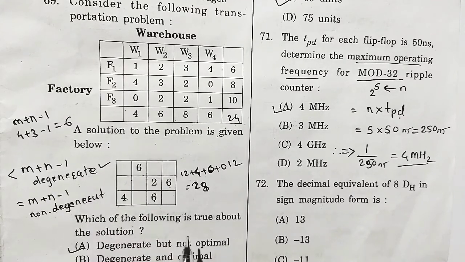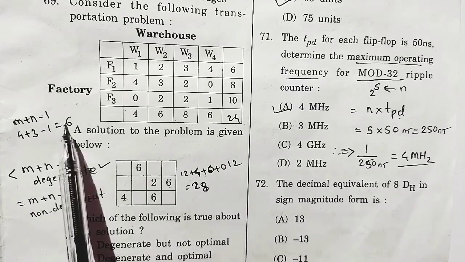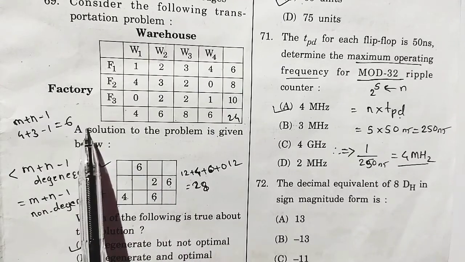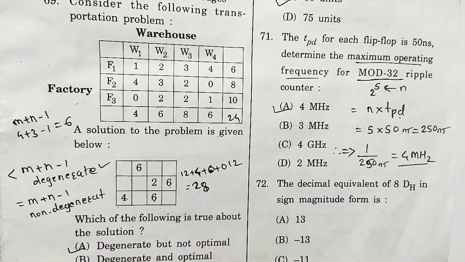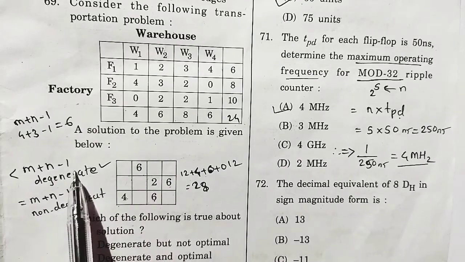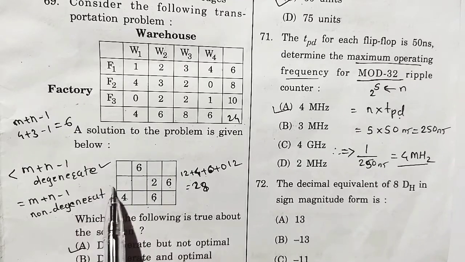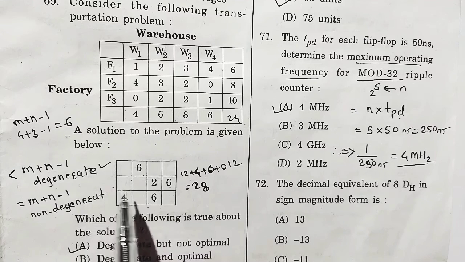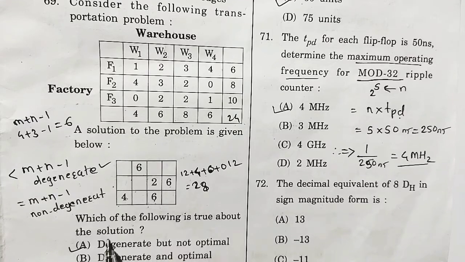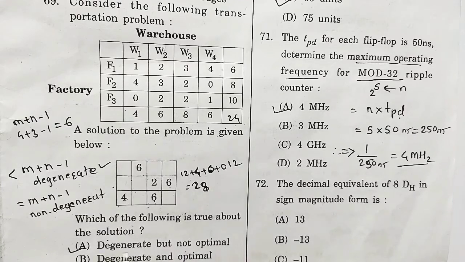Now we have to check whether it is optimal or not. For optimality, the first step is that the number of allocations should be equal to m plus n minus 1. The number of allocations is 5, which is not equal to m plus n minus 1, so optimality is also not satisfied here. For degeneracy, the number of allocations should be less than m plus n minus 1, and here 5 is less than 6, so it is a degenerate solution. For optimality, the number of allocations should be equal to m plus n minus 1, which is not satisfied. So the given solution is degenerate but not optimal. Option A is correct here for question number 69.